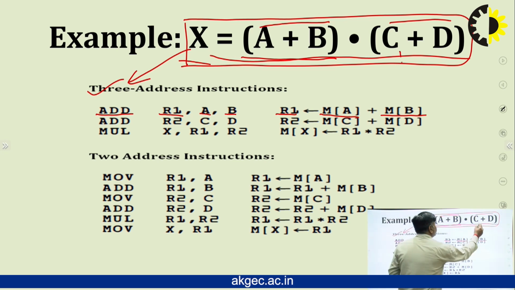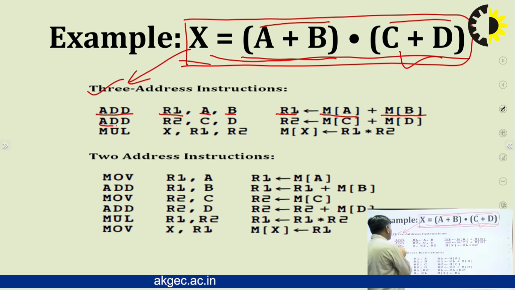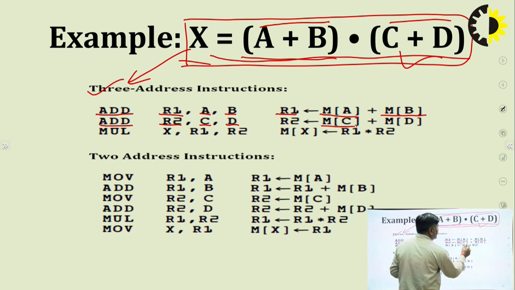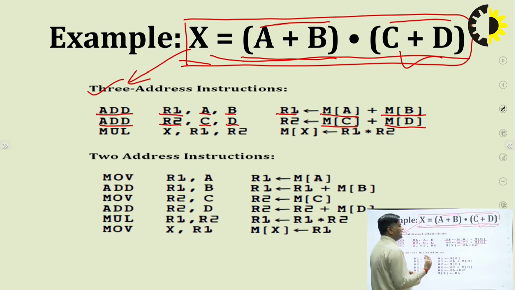Similarly, for C plus D, we take the operation code add and take another register, that is R2, and what we add is C and D. So we mention C comma D, means M of C plus M of D, means C plus D is added and the result is stored in R2. So till this step, A plus B is performed and stored in R1, and C plus D is performed and stored in R2. After that, we use the multiply opcode, means we perform the multiply operation and store the result in X, because our destination is X.